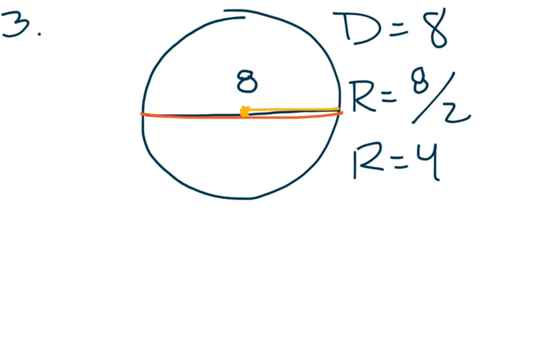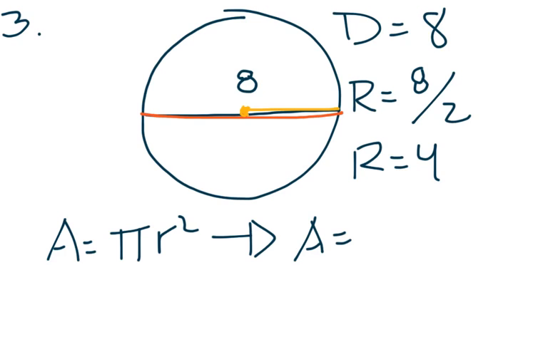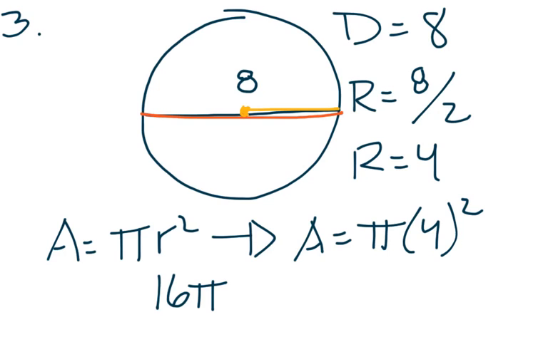So now we can plug that into our equation for area. So area equals pi r squared, which means that area equals pi times 4 squared. So 4 squared is the same as 4 times 4, and that is 16 times pi. And this is our area for number 3.